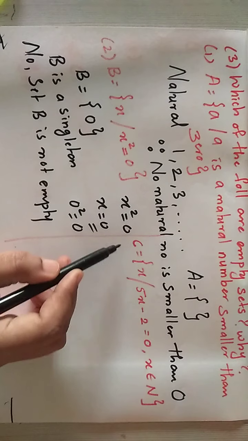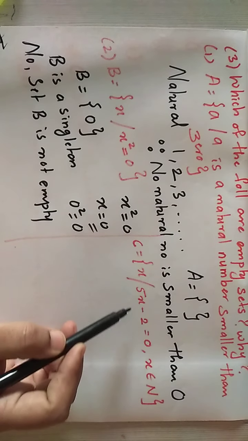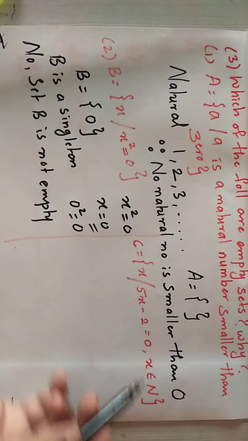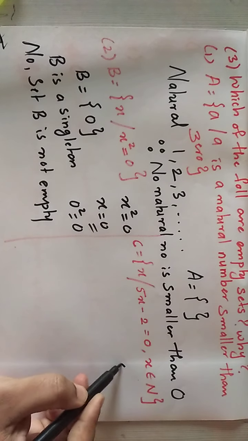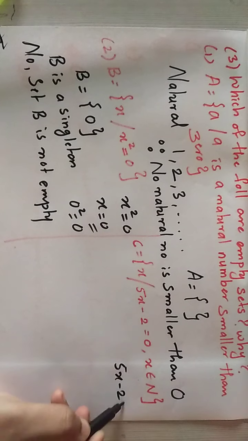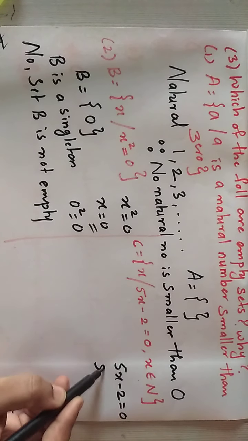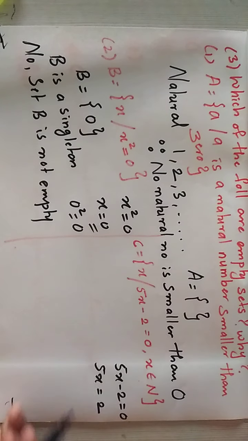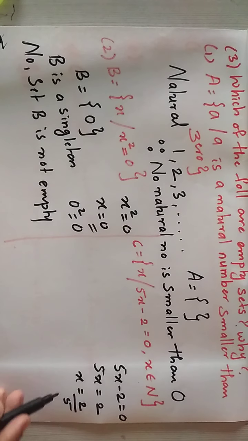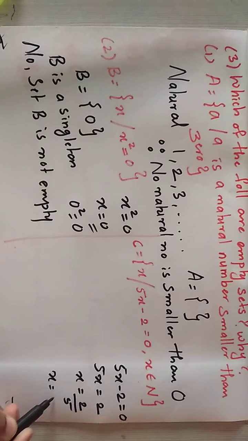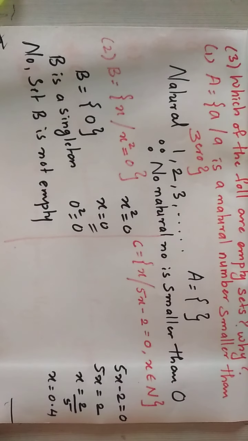The third question is C is equal to x such that 5x minus 2 equal to 0 and x should belong to natural numbers. Let's solve the equation 5x minus 2 equal to 0. 5x will be plus 2. x will be 2 upon 5. So we have the answer of x as 0.4. When you divide 2 by 5, you get the answer 0.4.